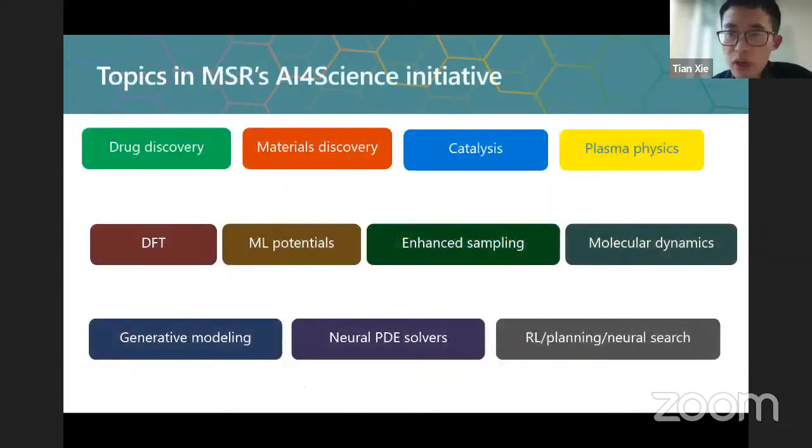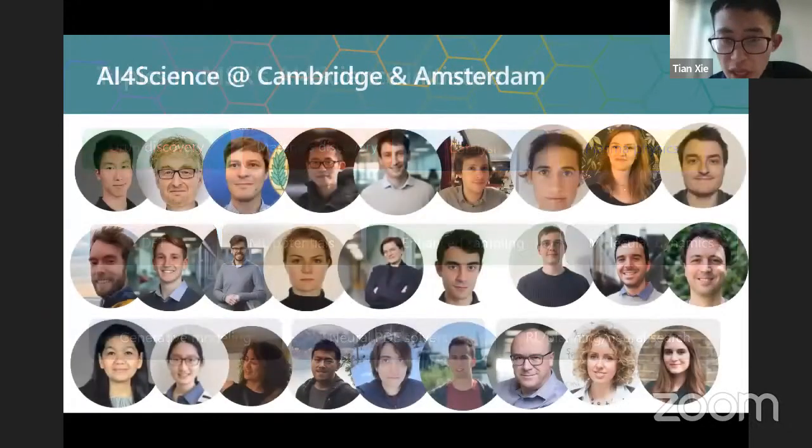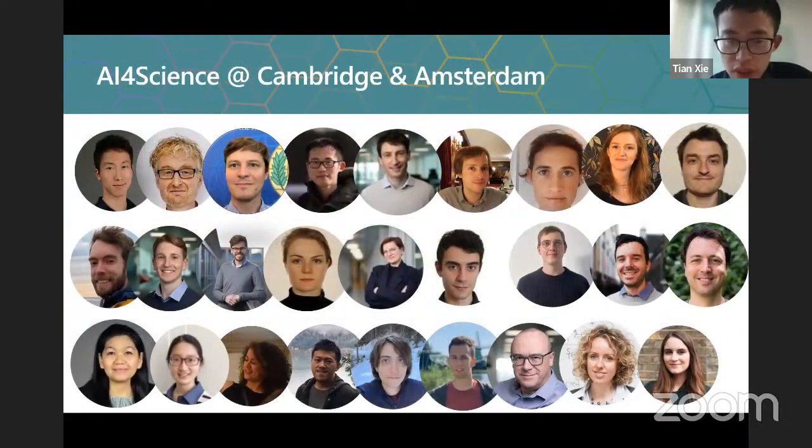And we're looking at a very broad range of topics, including drug discovery, material discovery, catalysis, and also a broad range of both simulation techniques like DFT and ML potentials, and machine learning methods like generative modeling, reinforcement learning, and neural PDE solvers, etc. And this is some of our team members at Cambridge and Amsterdam. This slide is a little bit outdated. We also have a new lab in Berlin as well.